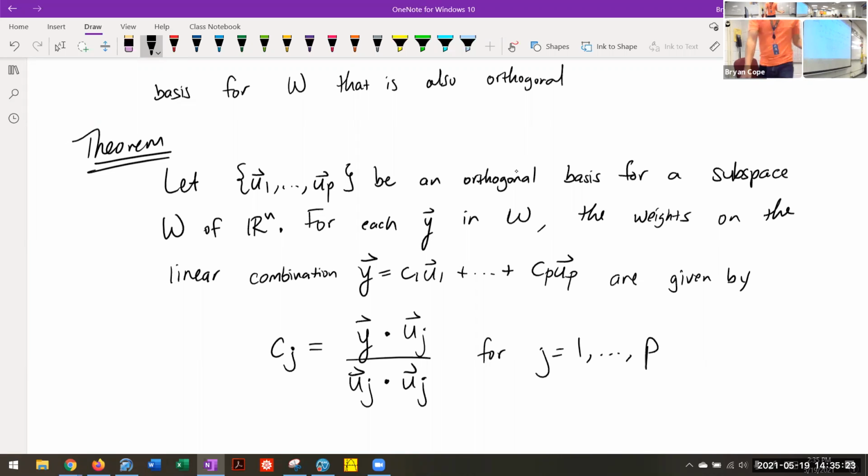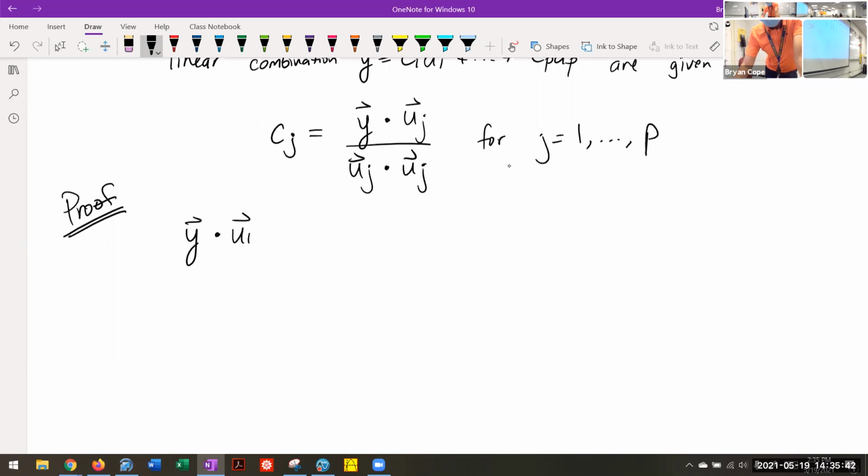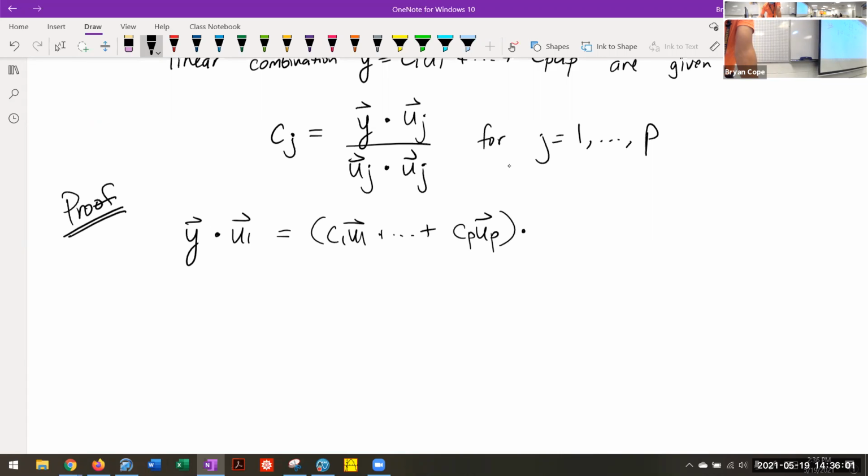So I said we're going to prove this. This seems way too hard to prove, but it's not. It's proved exactly like you prove the last theorem. Okay? So just like up above, we're going to take a dot product. I'm going to take Y dot U1. Okay, well, wait. Y is C1 U1 all the way out to CP UP, because why? Because Y is a member of the subspace. I'm going to dot that with U1.